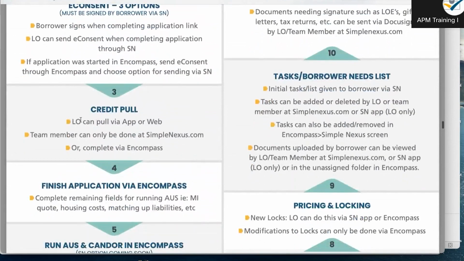Now, credit pull. The loan officer actually has the ability to pull credit in the SimpleNexus app or at the SimpleNexus web portal, so at simplenexus.com. The team member can only do this at simplenexus.com. So anybody that's a loan officer assistant or processor, they can actually pull credit at simplenexus.com.